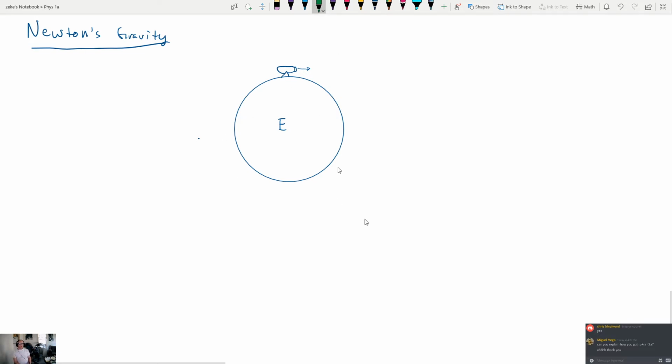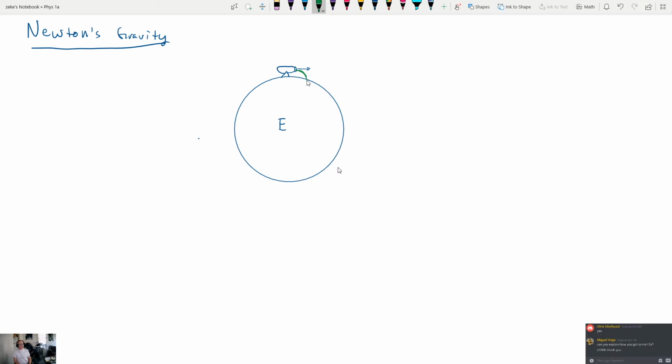What Newton knew, which was pretty well understood at this time, as Galileo had worked out a lot of the details, is that objects shot out of cannons follow projectile motion. They will start off traveling in a straight line, but they very quickly will sink to the Earth due to gravity.